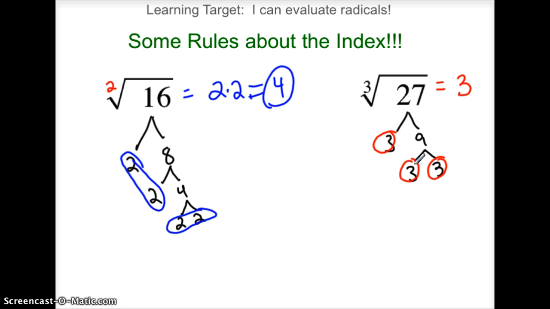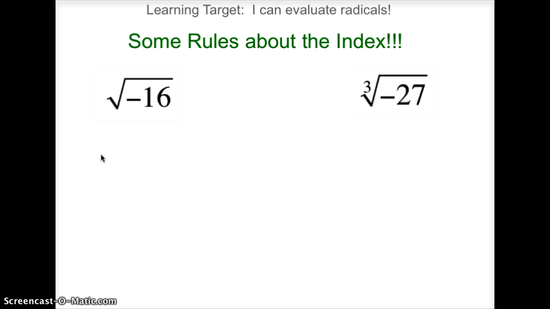Now again, there's nothing left. Remember the 9 broke up and we already used its parts. So there's nothing left to put under that cube root house, so I don't need it. And the cube root of 27 is simply 3. Now this might seem easy enough and, you know, why am I showing you all of this? We already know this, Miss Weaver. But what about when you have negatives? Here's where the rules really come into play, okay?